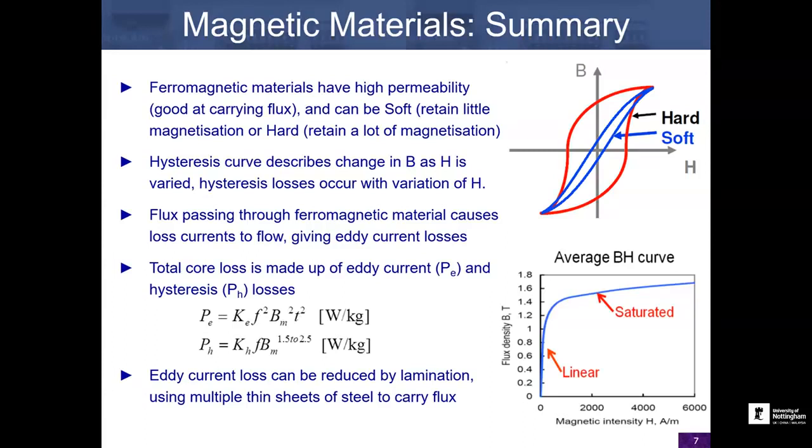Our soft magnetic materials are easy to magnetise and demagnetise, so are good for magnetic cores and machines. Hard magnetic materials are difficult to magnetise, but they hold a lot of magnetisation in, so those are what we use for our permanent magnet materials.